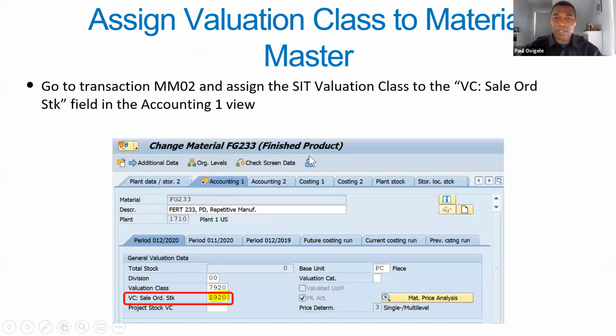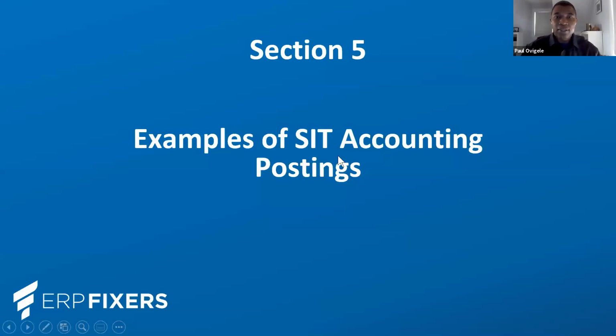Then the other thing, something a lot of people don't use, but once you use SIT you have to use: in the material master, in your Accounting 1 view, where you have your valuation class, you also have another field below it called VC Sales Org Stock. Unless you use it for something else, this is normally blank, but this is where you put your SIT valuation class. So you have your normal valuation class for finished goods here, and your SIT valuation class for finished goods here. Okay, so that's maybe four steps for accounting.